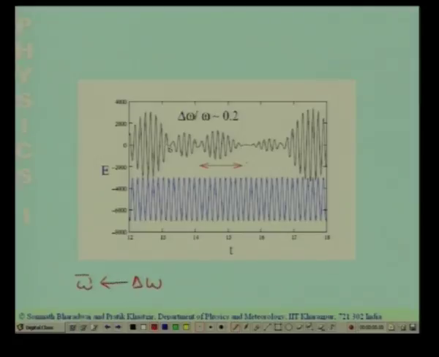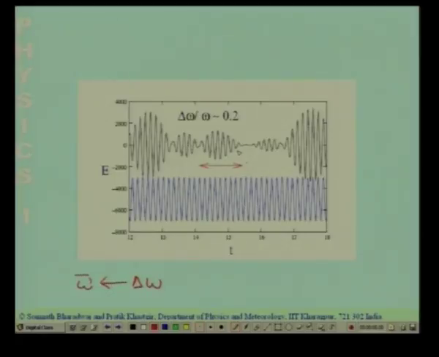Let us ask the question on a time scale which I have shown over here. This you would call the time scale of the change of the amplitude, and this is much longer than the time scale of the fast oscillations. Let us now ask the question: how many fast oscillations do we expect to get in the time over which the amplitude changes, right?